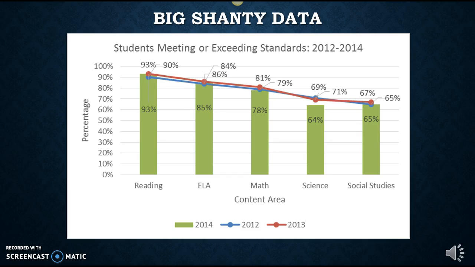So this graph shows, again, 2012 through 2014. And you can tell in reading and ELA, we do pretty well: reading 93%, ELA 85%. But then we go downhill from there, and especially in science and social studies at 64% and 65% this year. But over the last 3 years, consistently, science and social studies have scored lower.